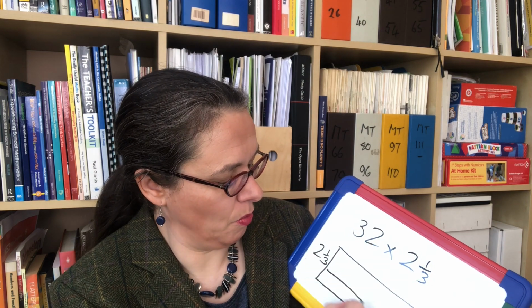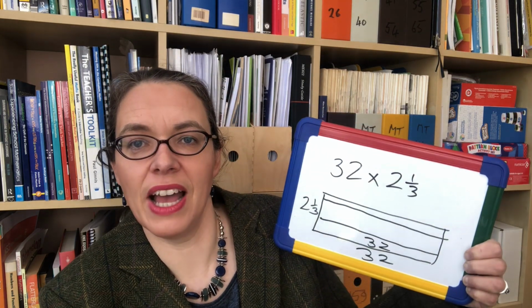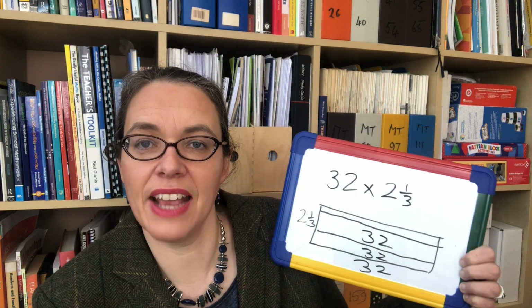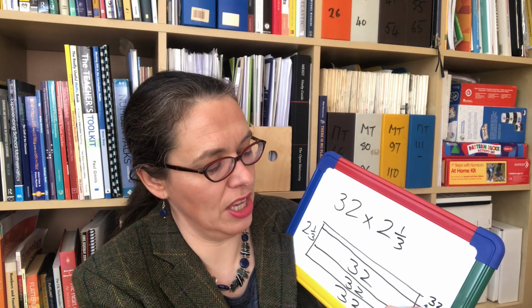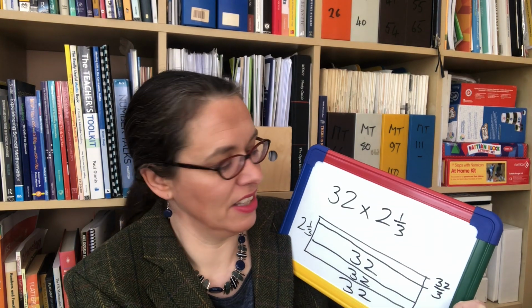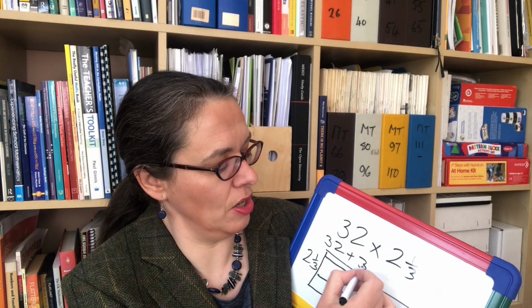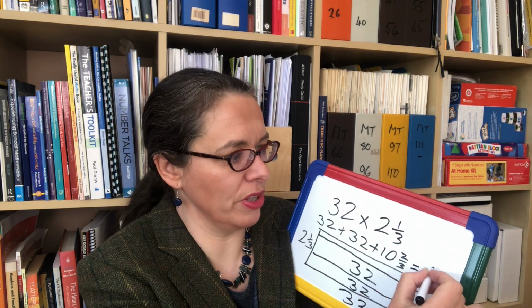Just draw a rectangle. This is going to be 32. That's going to be 2 1/3. So we might sketch in the 2 1/3. And then our 32 times 2. Well, we've got 32 squares along the bottom row, 32 squares along the next row, and then in the top row we're going to have 32/3. We're going to have to change that into a mixed number. Well, 30/3 is going to be 10, so that's 10 2/3. So the answer is going to come from 32 plus 32 plus 10 2/3, which is 74 2/3.